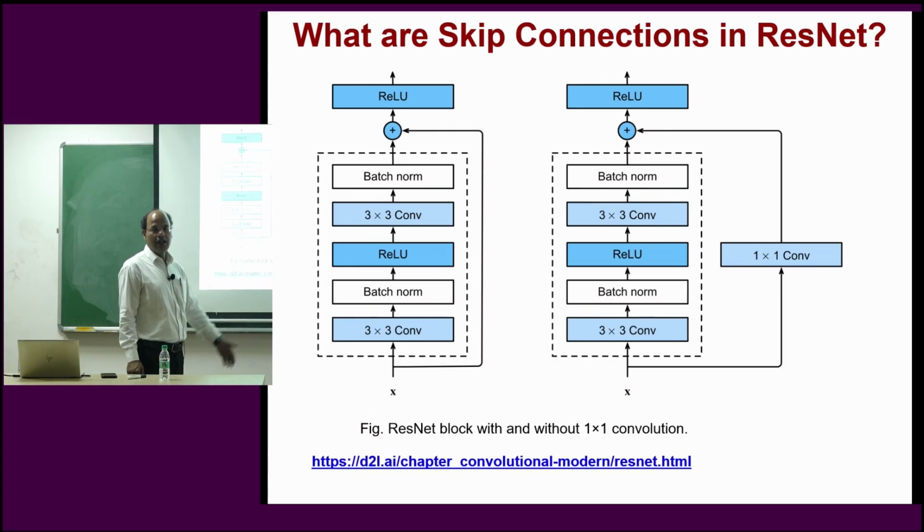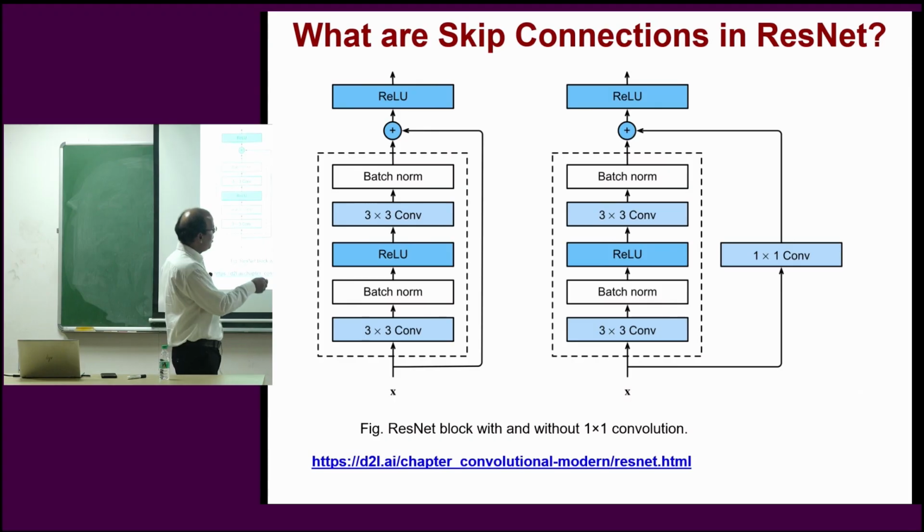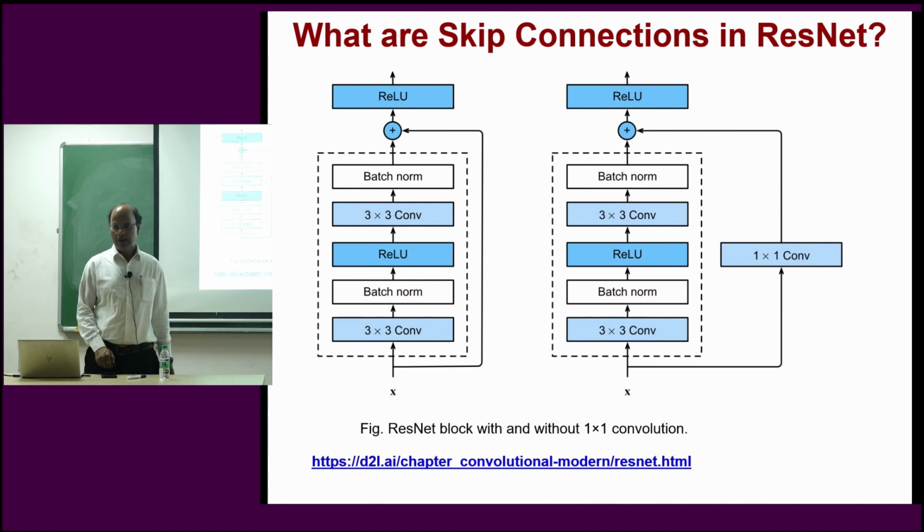A little further, you can improve the performance by adding what? Instead of identity functions, you can also add 1x1 convolution layers. Okay? So you will see that the performance of the model gets further improved. But this is a standard residual block, right? Now, which is used that.